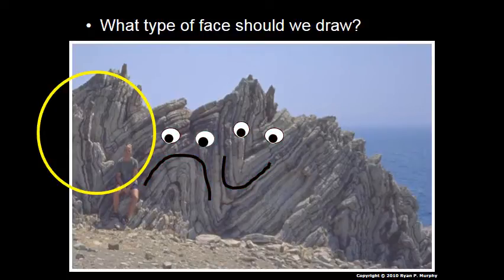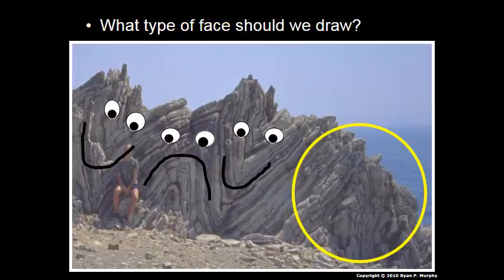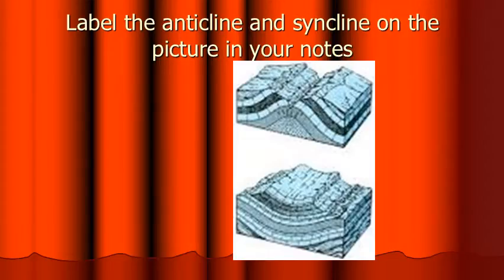All right, what type is that one over there in the circle? Is that an anticline or a syncline? It's a smiley face, right? So that is a syncline. Hopefully you got that. What about that one over there? Yeah, we got another frowny face, an anticline over on that side. Make sure you label the anticline and the syncline on the picture that looks just like this. So which one's the top one? That's an anticline. And which one's the bottom one?